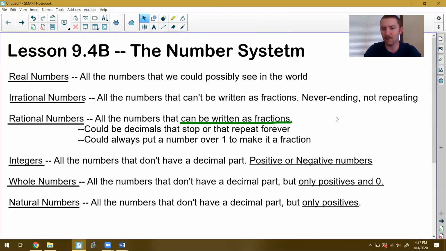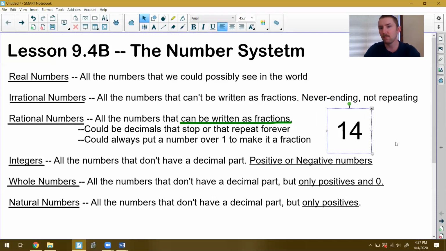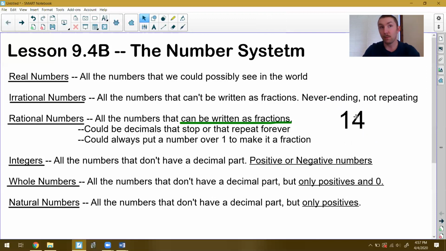Also keep in mind that a number that doesn't look like a fraction but could be would be like the number 14. This is not currently a fraction, but could we write it as a fraction? We certainly could. We can always write numbers like this as fractions by just putting them over 1. 14 over 1, that's now a fraction. That's the same thing as 14. So every number that doesn't have a decimal part is also a rational number. Rational numbers are almost all of the numbers that we have seen so far in our math classes up to this point. They're decimals that stop, or whole numbers, or fractions, like 5/6 or 17/4. Those are all rational numbers.